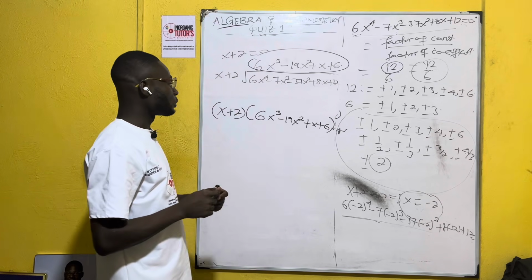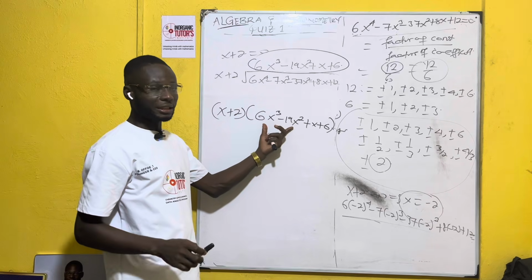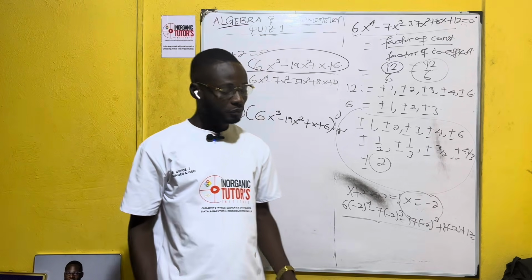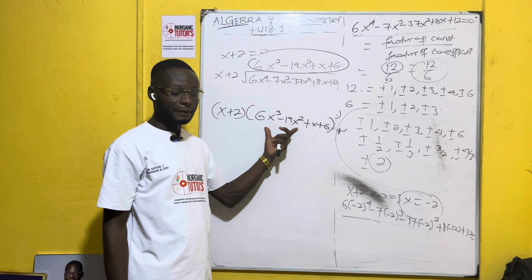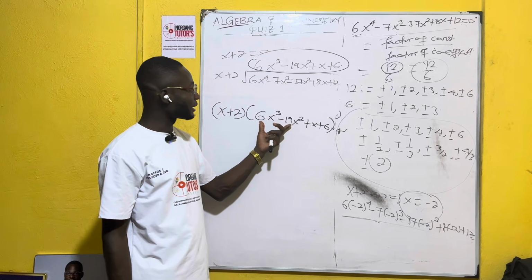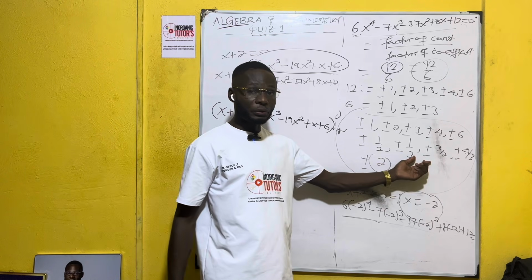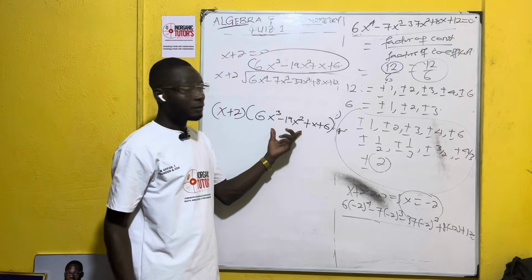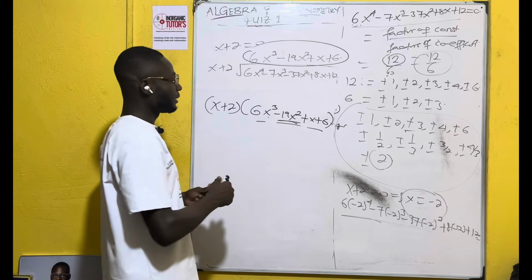Now, we have to break this down again. We are going to use another factor. We are going to factor this cubic again. So we have to choose another real root that will be able to make this equal 0. So we consider factoring the cubic as well.